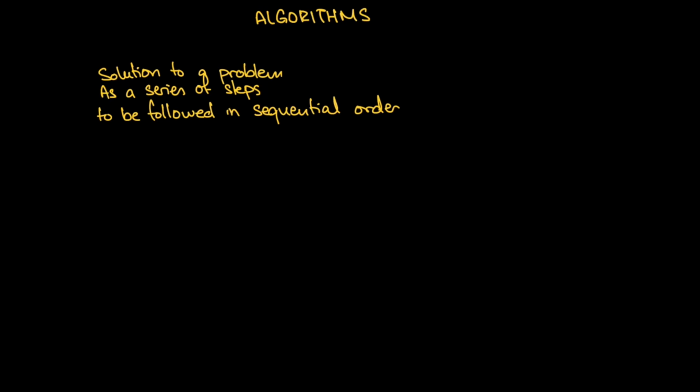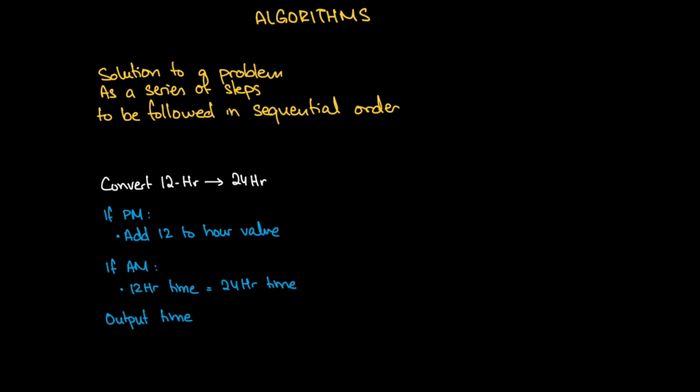So let's say that we were given a problem or a task to complete, and that task was, given any time in 12-hour format, convert that to 24-hour format. Now most of us can just do this right off the top of our head. We don't really need to think about what we're doing. But in fact, when we do this, we are executing an algorithm. We're following a series of steps, and I'll put them here right now.